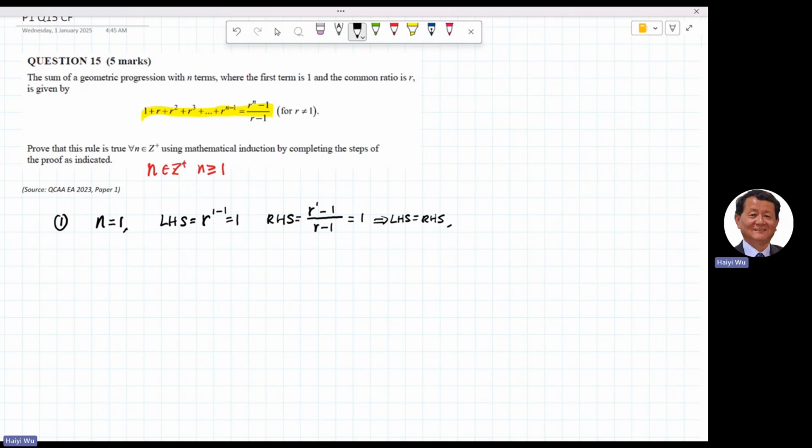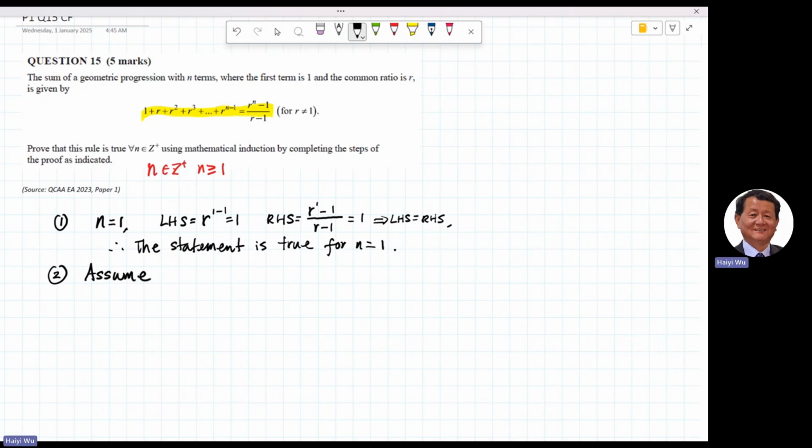Therefore the statement is true for n equal to 1. So when we prove the initial value, the statement is correct. Now number 2, we're going to start making some assumptions.